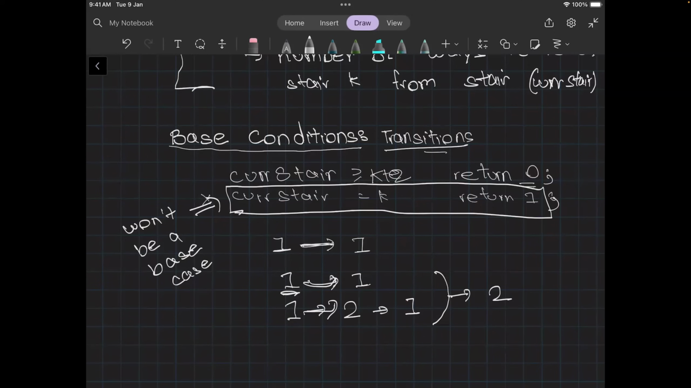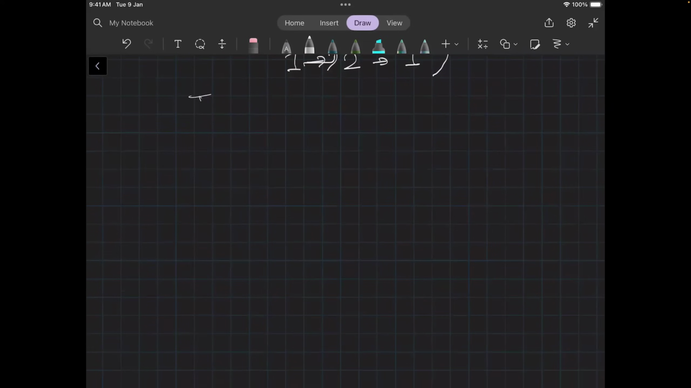Although it is bounded, this will only work when power is 0, or we are at stair k plus 1, but we still need to consider this. So this won't be a base case, right? I hope you guys understood. This is not a base case. So the only base case is if current stair is greater than or equal to k plus 2, we return 0. Now, moving on to the transitions.